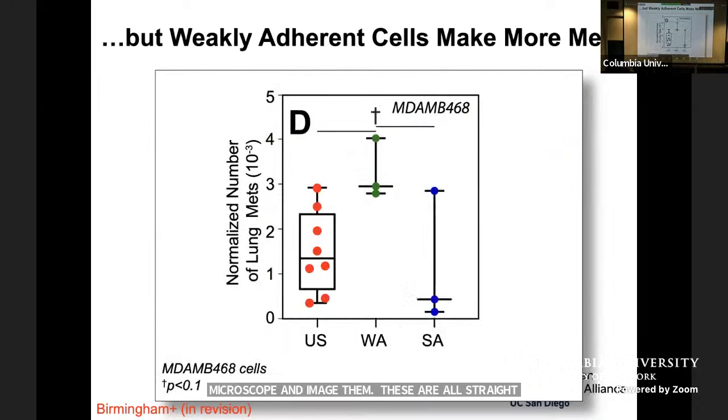Now, we sent this for review. A very astute reviewer said, you're only showing this data in one cell line. What about a different line? Thought that was a great criticism. So we went back and did that experiment again. And again, we see that weakly adherent cells produce the most tumors in these mice in their lungs, or metastases in their lungs, relative to unsorted or strongly adherent cells.